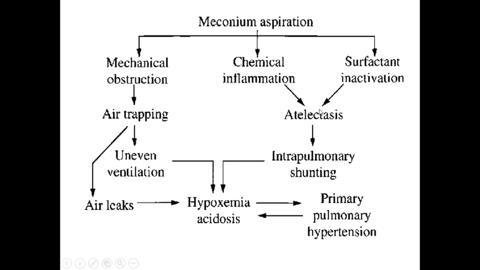So when the lungs collapse, the blood flow inside the lungs will be altered. So then oxygenation will not take place properly. So this results in low oxygen in blood. And at the same time, inside the lungs, there will be an increase in the pressure inside the lungs. So this is called pulmonary hypertension. So this is what happens when there is meconium aspiration in the fetus.